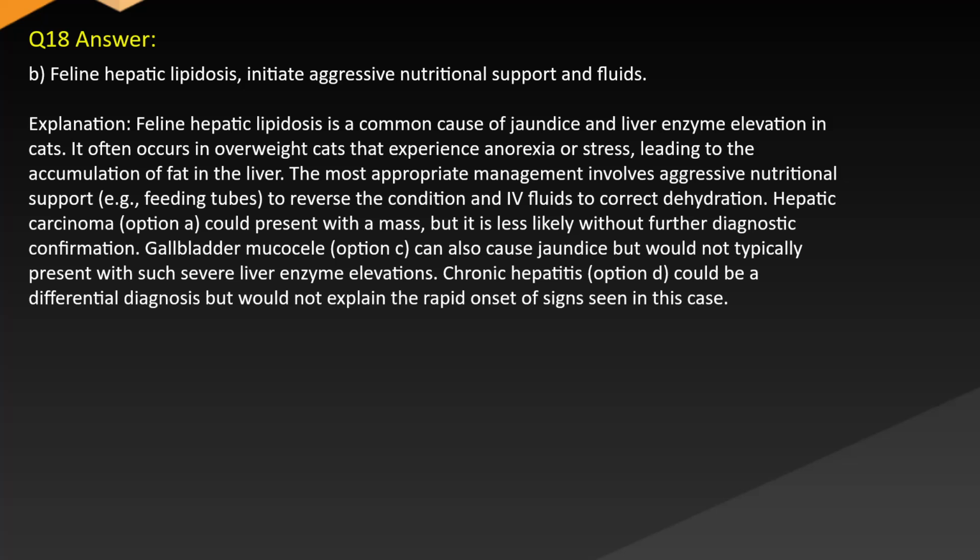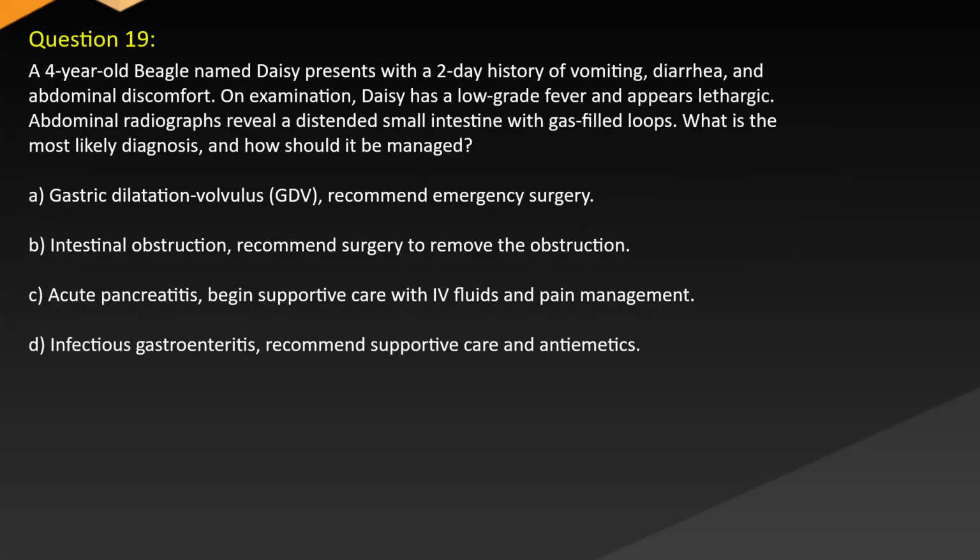Correct dehydration. Hepatic carcinoma, option A, could present with a mass, but it is less likely without further diagnostic confirmation. Gallbladder mucocele, option C, can also cause jaundice but would not typically present with such severe liver enzyme elevations. Chronic hepatitis, option D, could be a differential diagnosis but would not explain the rapid onset of signs seen in this case.